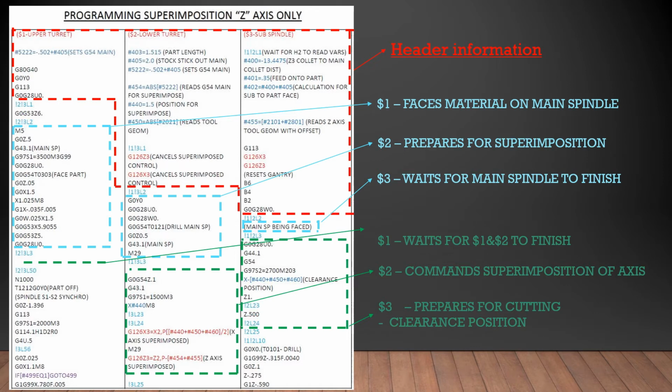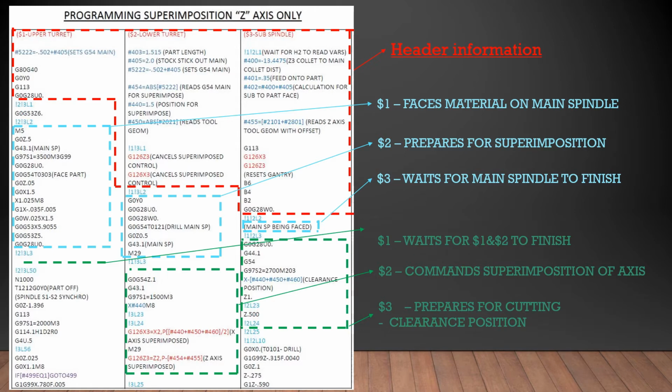If we look at the third column for the subspindle, in the blue section, there's really not much programming other than the waiting code, making sure everything previously has been finished. Then we're looking for that !1 !2 L3, so that when everybody gets to that same place in the program, they're all synchronized and ready to go.